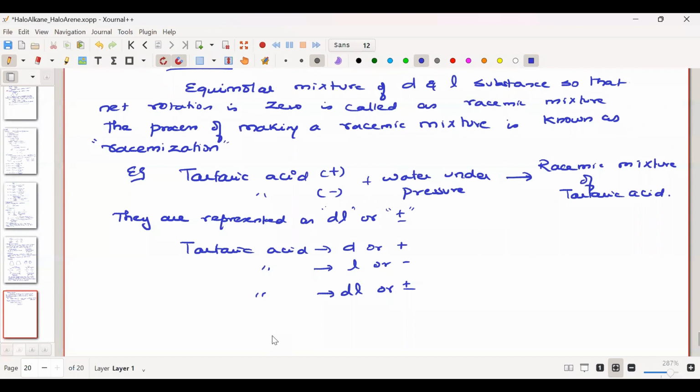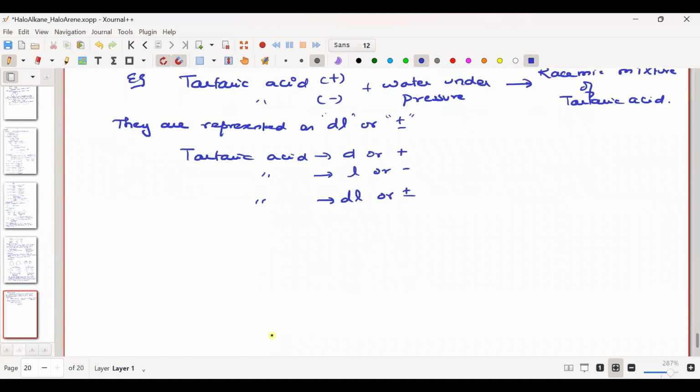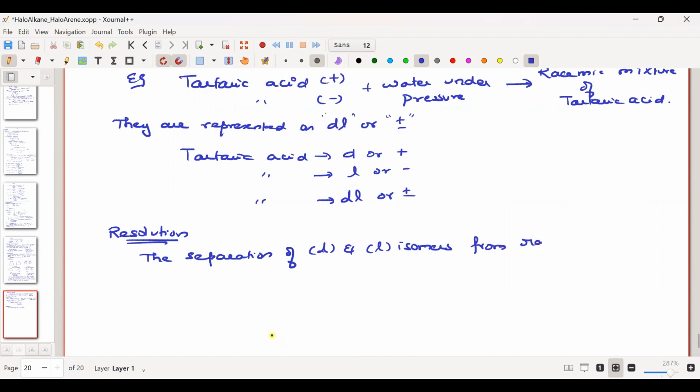Then the next one is resolution. It's a key term. Resolution is the opposite of racemization. It is the separation of D and L isomers from a racemic mixture by a suitable method. We do not need the method now. That is called resolution.